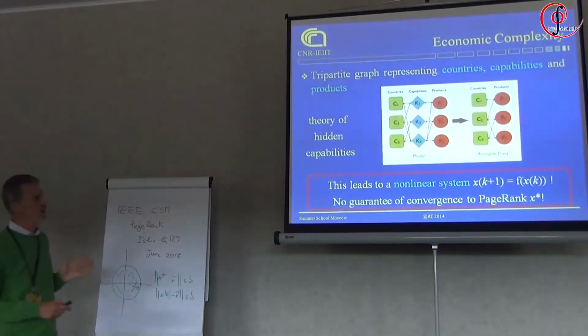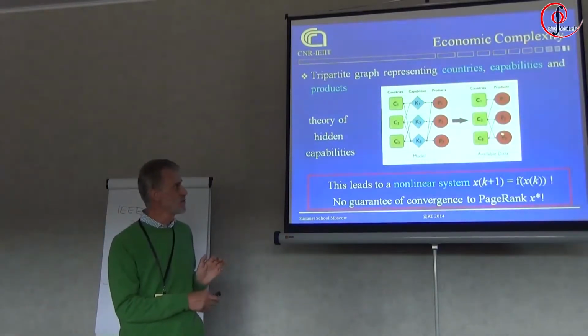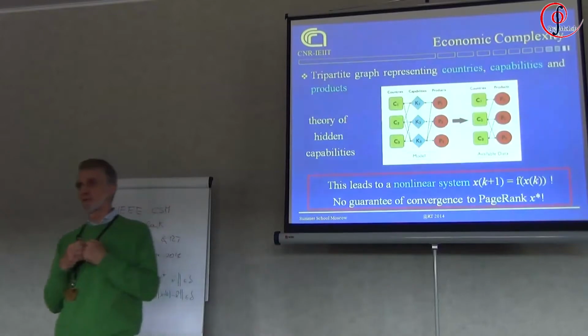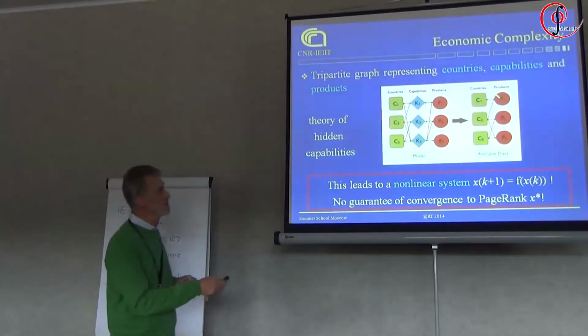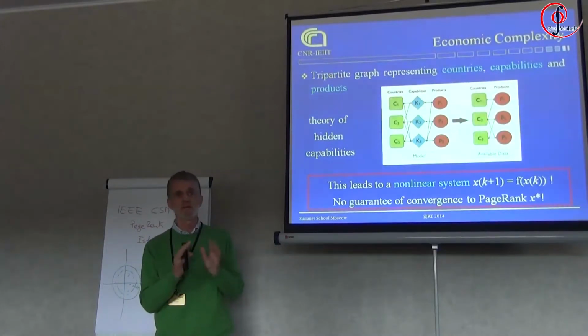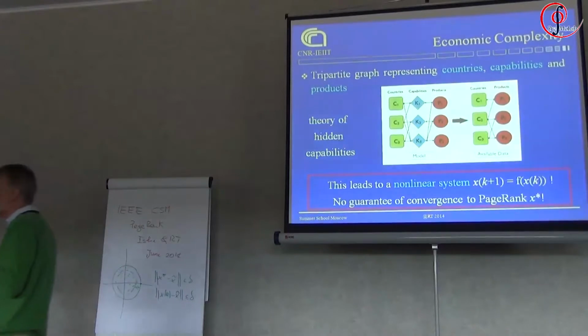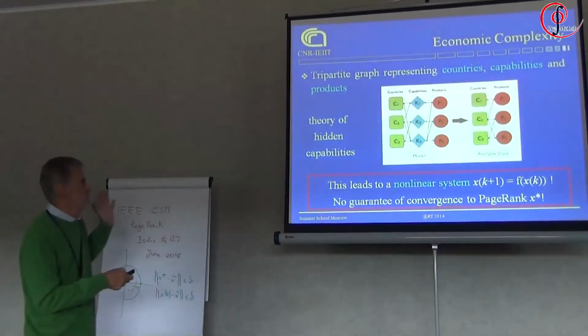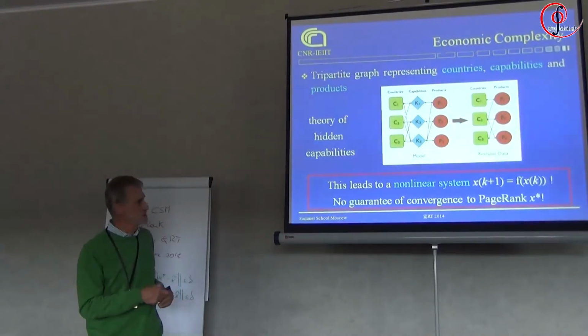There are countries and products, but there are also capabilities. Now, the data that people in economics have available is related to countries and products. Nevertheless, the model is different because there is something hidden in the model, which represents the capabilities of a country to produce a certain product. And so this leads to a theory of hidden capabilities, on which I'm definitely not an expert.